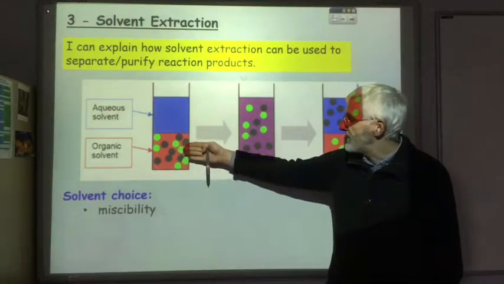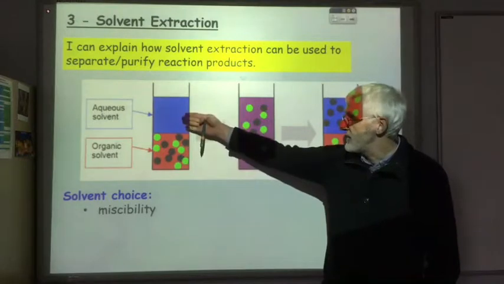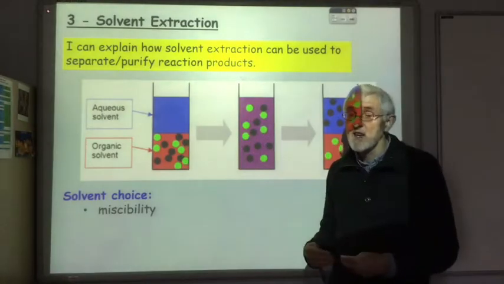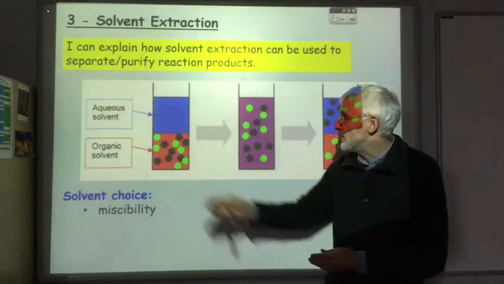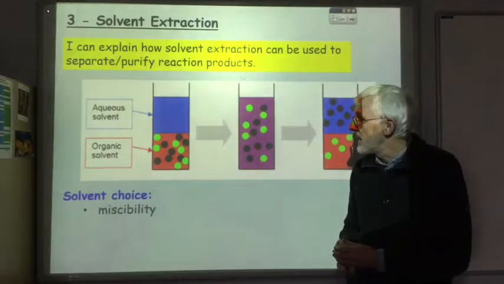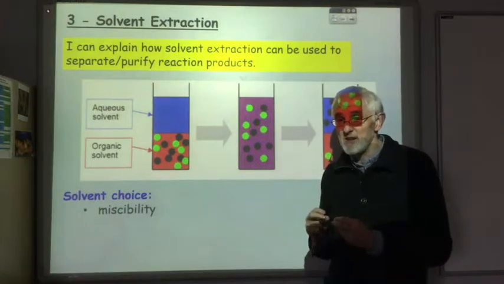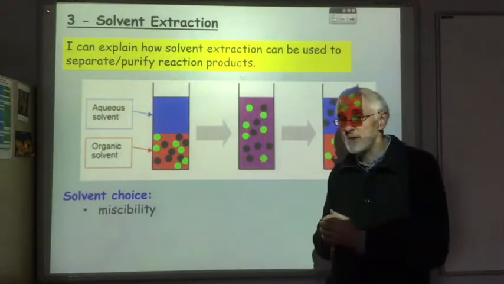Now, in this example, the organic layer is the bottom layer, the aqueous layer is the top. That won't always be the case. That would just depend on the density of the two solvents. The more dense solvent will be at the bottom. If your solvents have got very similar densities, you might not get very good separation.